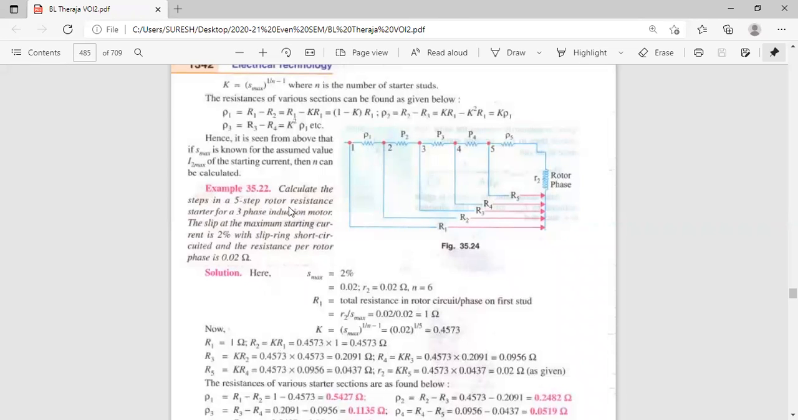Calculate the steps in a 5-step rotor resistance starter of a 3-phase induction motor. 5-step means there are 5 contacts, 1, 2, 3, 4, 5. The last one is rho 5 and R2. Slip at the maximum starting current is S max, equal to 2%. S max is 2%, 0.2 by 100, which is 0.02. With slip ring short circuit, the rotor resistance R2 is 0.02.